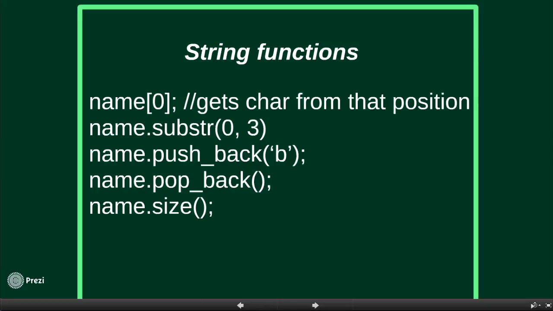So name.size. Name.size is pretty self-explanatory. Basically, it gets the size of whatever string you're dot sizing. So in this case, it would return 6. Okay, but what's the key thing about all of these? Does it actually give you anything?